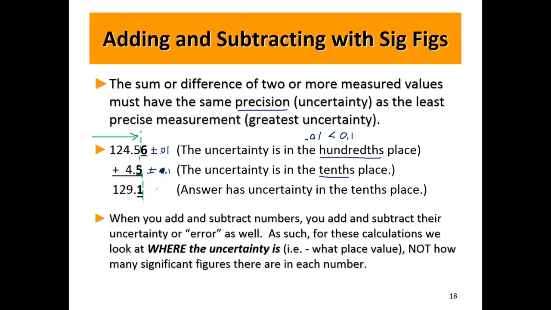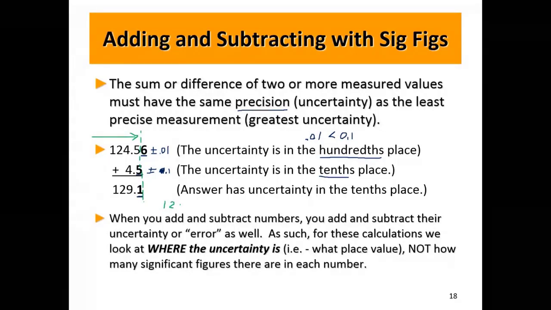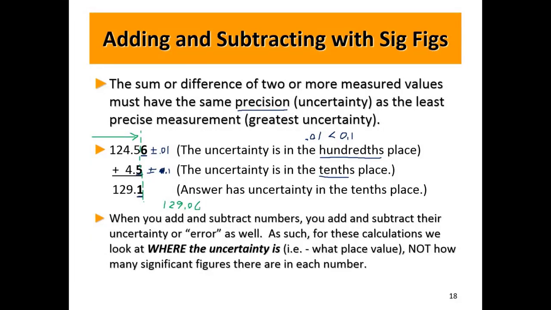And so what that means is that now you round your answer to the 10th place. Of course, if you actually added this up in the calculator, it would be 129.06. But because the last significant figure is the 10th place, this rounds up because of the 6, and it ends up being 129.1. The key idea here is that when you add or subtract numbers, you have to add or subtract their uncertainty as well, or error.